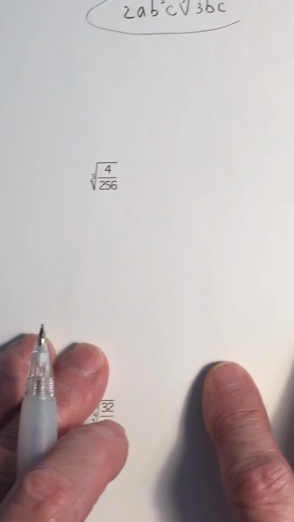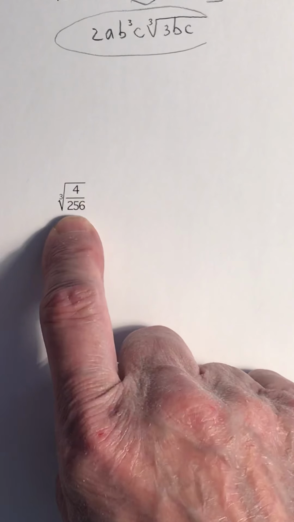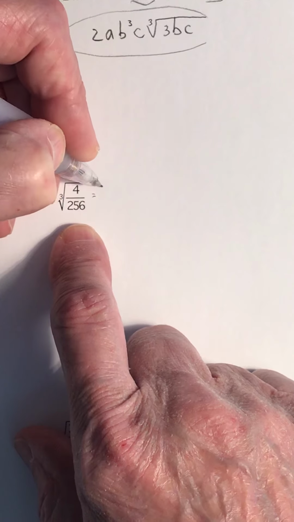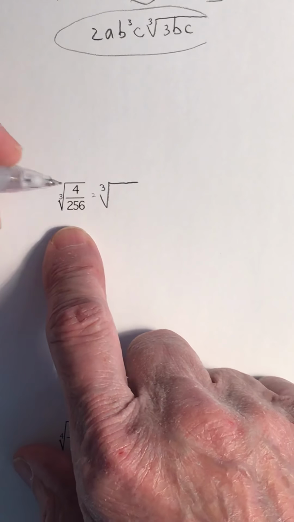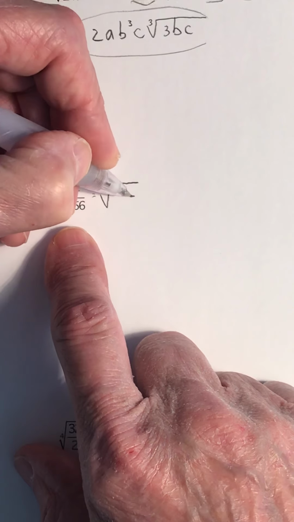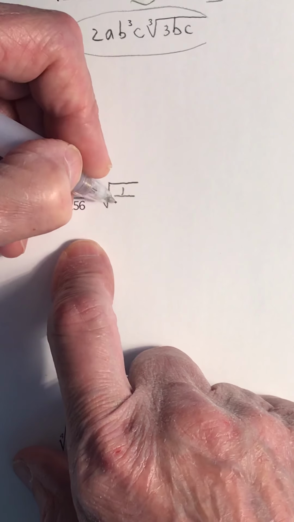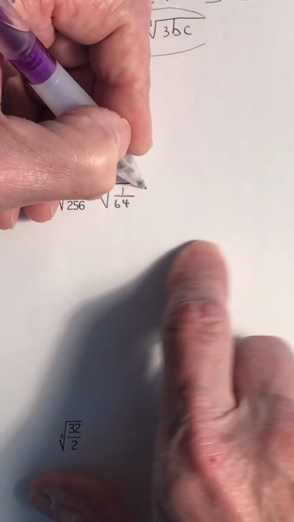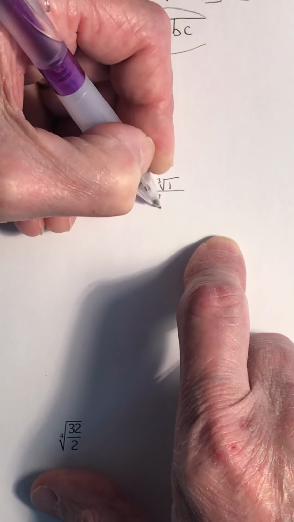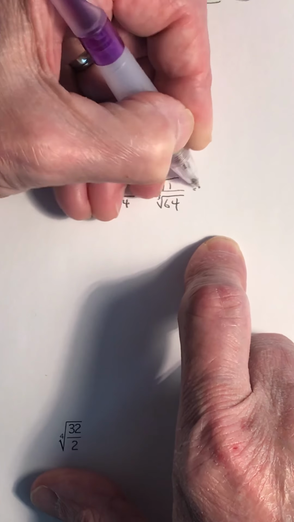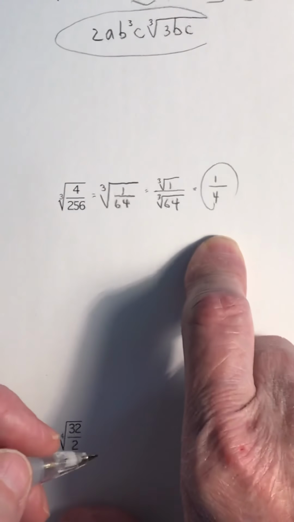Go over here. Again, before you start trying to factor the 4 and the 256, just simplify the fraction. We can simplify this fraction by dividing the top and bottom by 4. 4 divided by 4 is 1, and 256 divided by 4 is 64. And then we can think like this. This is the cube root of 1 over the cube root of 64. And the cube root of 1 is 1, and the cube root of 64 is 4. Isn't that handy?